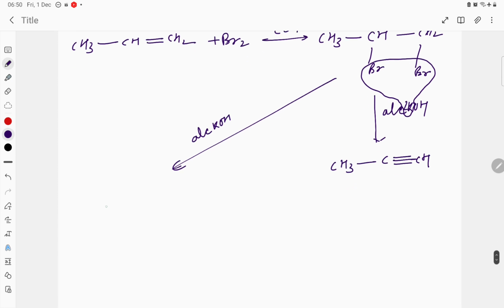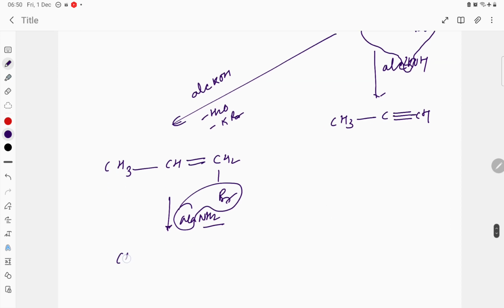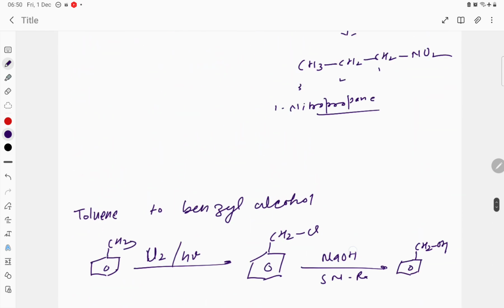So what is it going to result in, student? Minus H2O will be there and minus KBr. So it will be CH3 CH, Br is gone, student, CH2 Br. Now you take NaNH2, student. NaBr will be out, and NH3 will be out. So it will be CH3 C triple bond CH. So there are 2 methods, student.